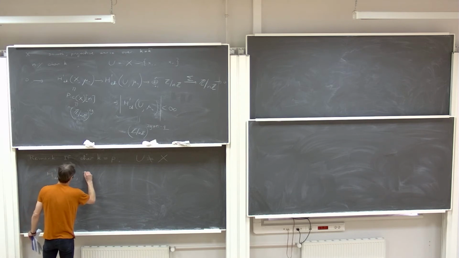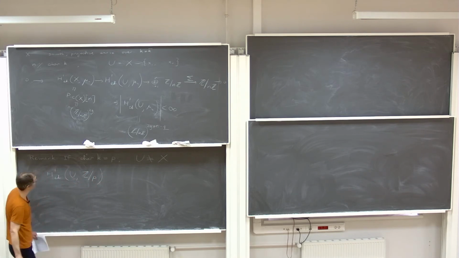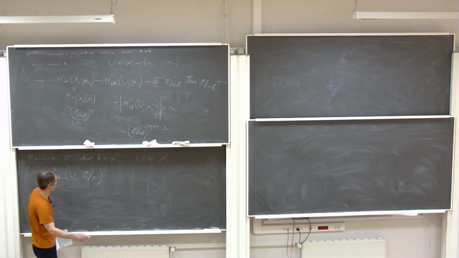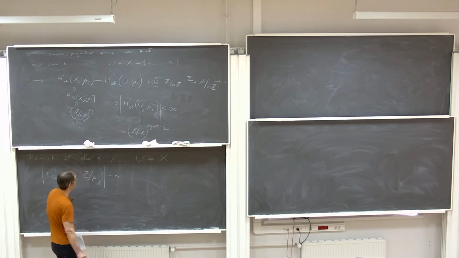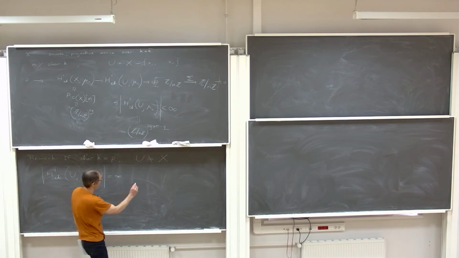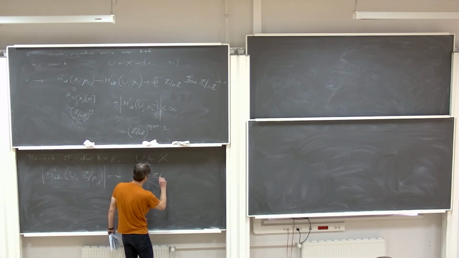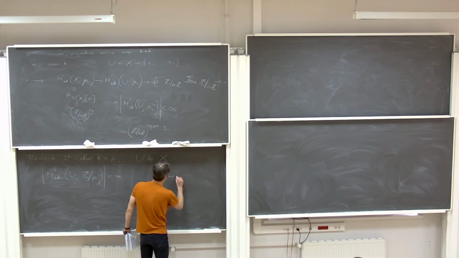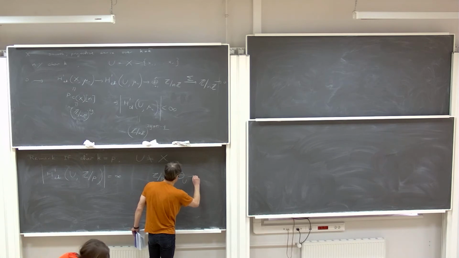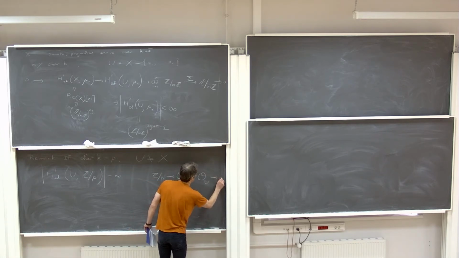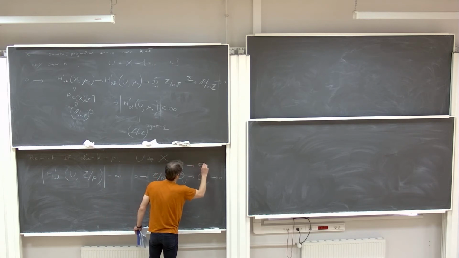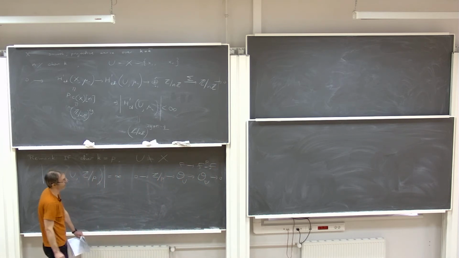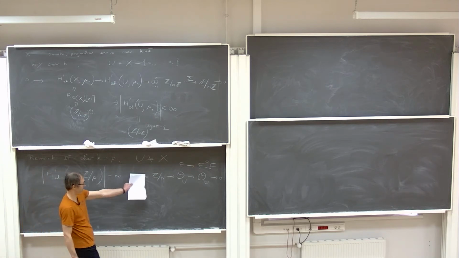So I claim that this group is infinite. And the reason for this is that we have a short exact sequence of sheaves for the étale topology, where this map takes a function f to the pth power minus f. That's called the Artin-Schreier exact sequence.